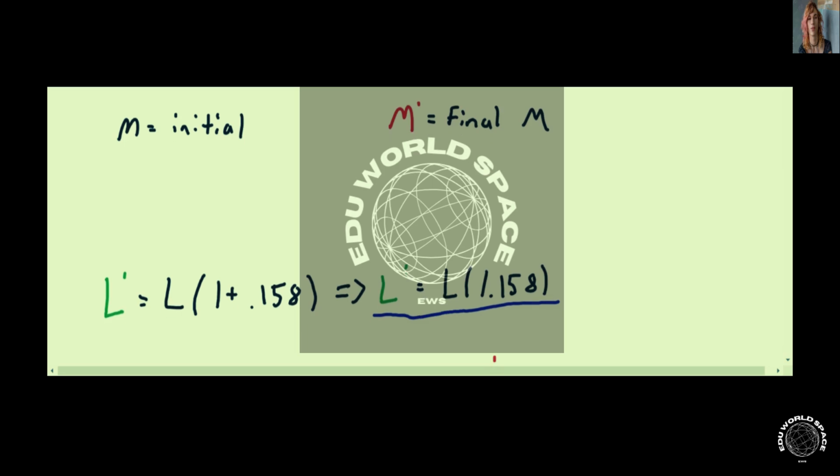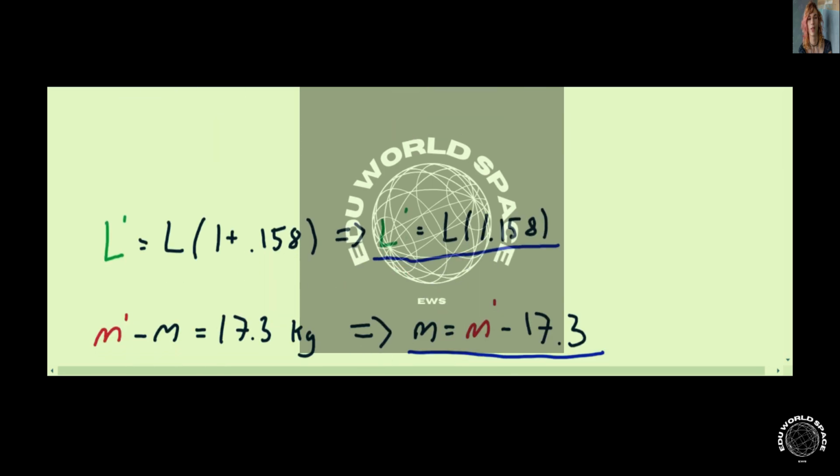And something similar for our mass. It tells us we have a 17.3 kilogram increase. So we have the final mass minus the initial mass is 17.3. In this problem, we're actually going to solve for M prime, and we'll get to that later on. But either way, we have M is equal to M prime minus 17.3. So pretty much we're relatively done with this problem in terms of the mathematical descriptions.